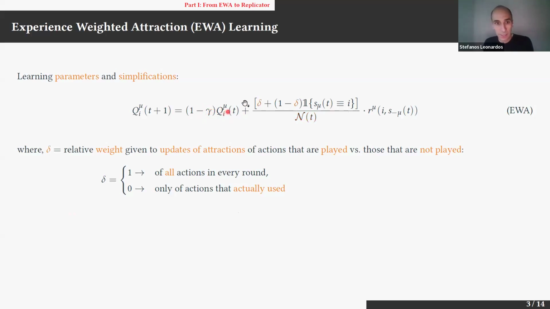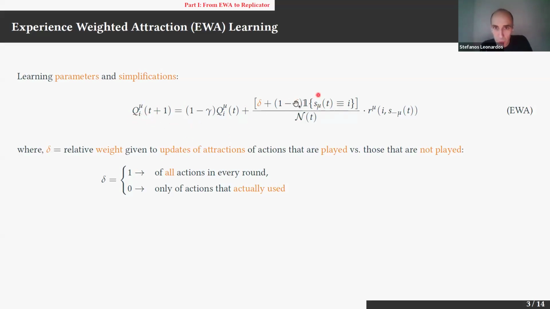Now here, the first parameter that we're going to look at is delta, and we're going to get rid of delta in what follows. So delta is simply a relative weight given to updates of attractions of actions that are played versus those that are not played. So here we have the indicator function, and the indicator function is whether the action that player mu took at time t, so the strategy or action, is equal to the action i that we are currently updating.